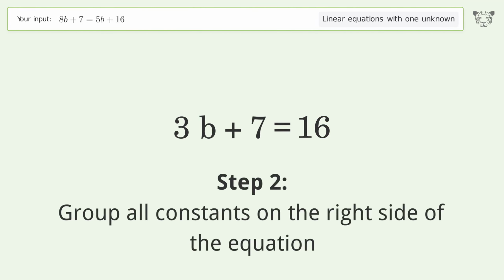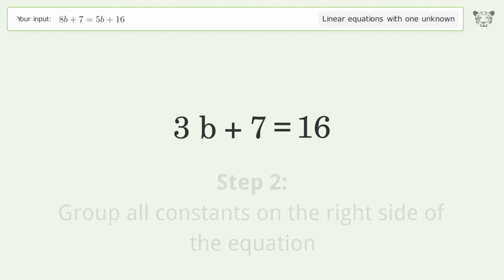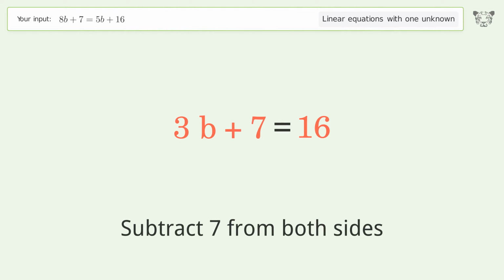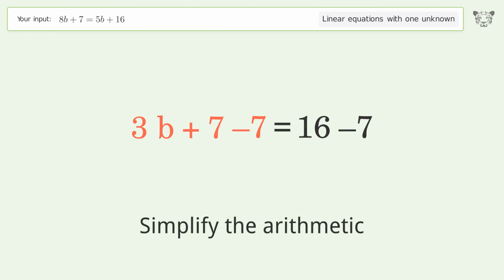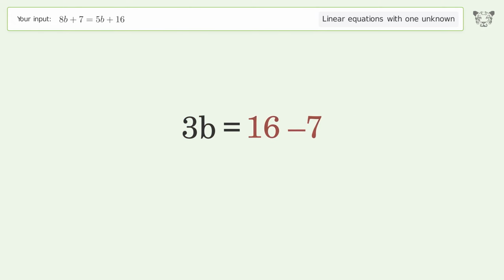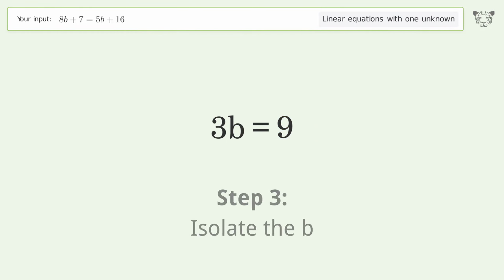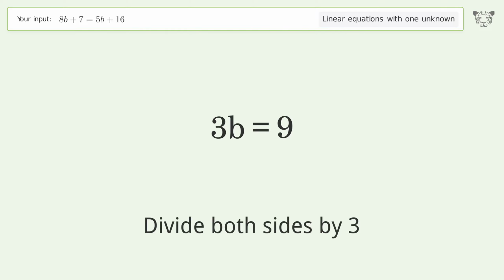Group all constants on the right side of the equation. Subtract 7 from both sides. Simplify the arithmetic. Isolate the b. Divide both sides by 3.